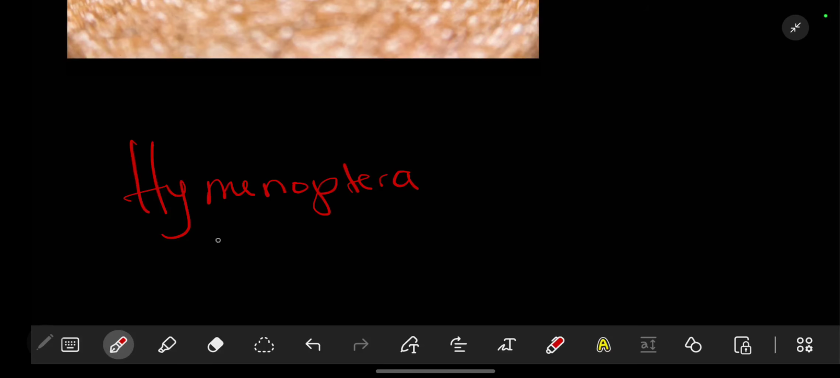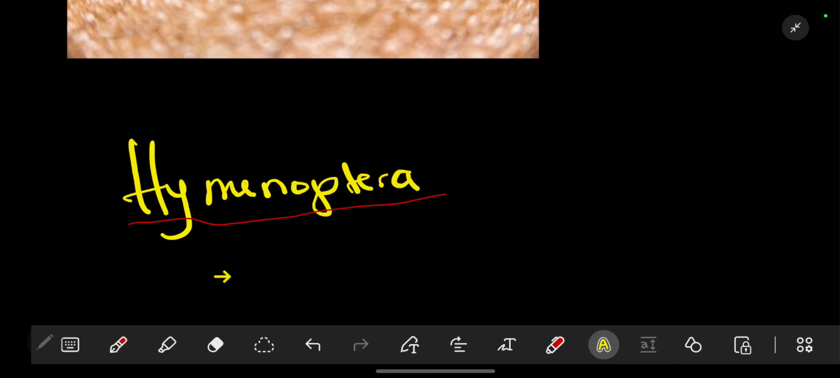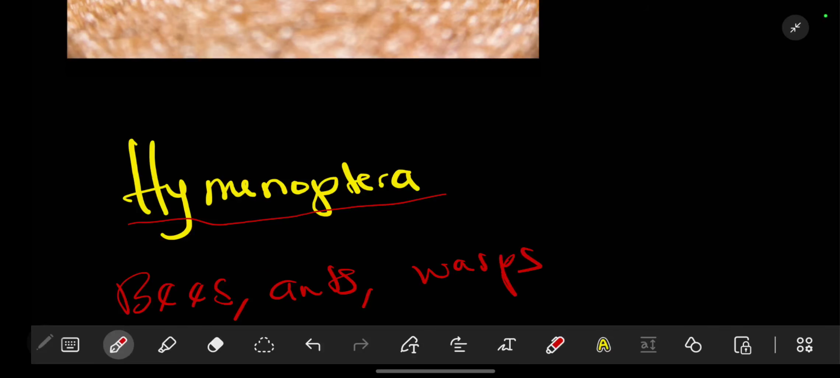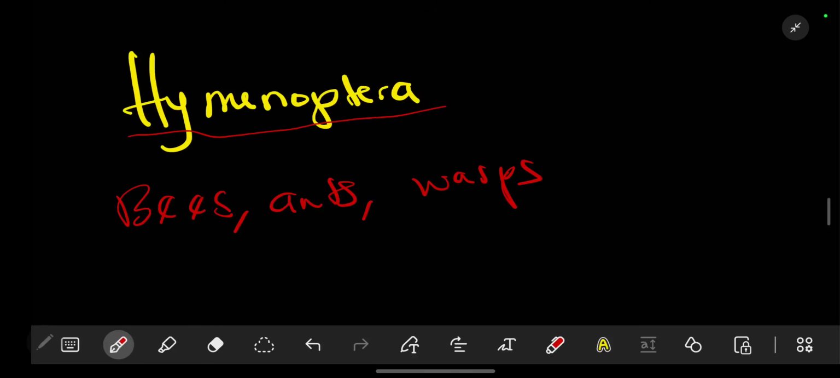So let's move on to our next, which we are going to call Hymenoptera. What are these? Just think of pollinators. Which ones pollinate? Mainly the ones that pollinate are bees, we have ants, we have wasps. So these are Hymenoptera. So that's that on these ones.